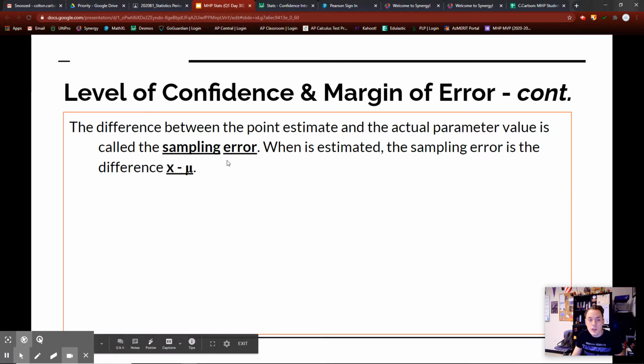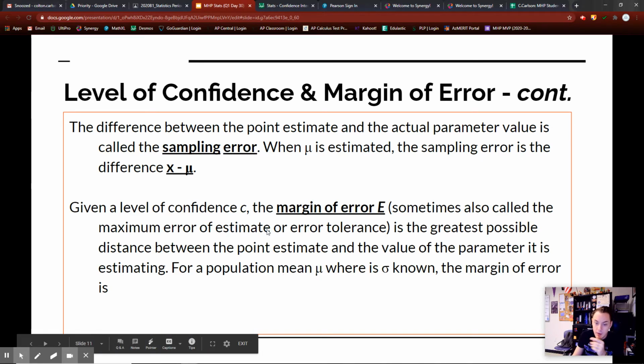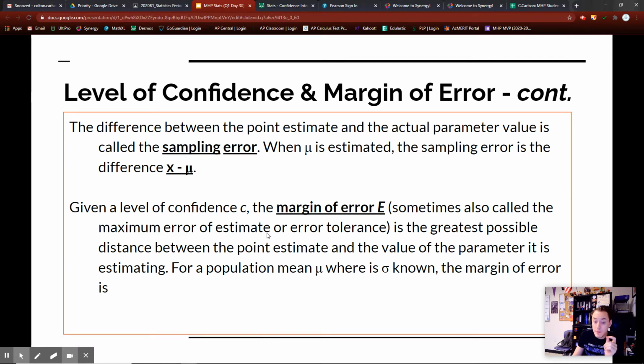Let's move on. The difference between the point estimate and the actual parameter value of the population is what we call the sampling error. Let's start over. For a population mean mu where the population standard deviation is known, the margin of error is this.